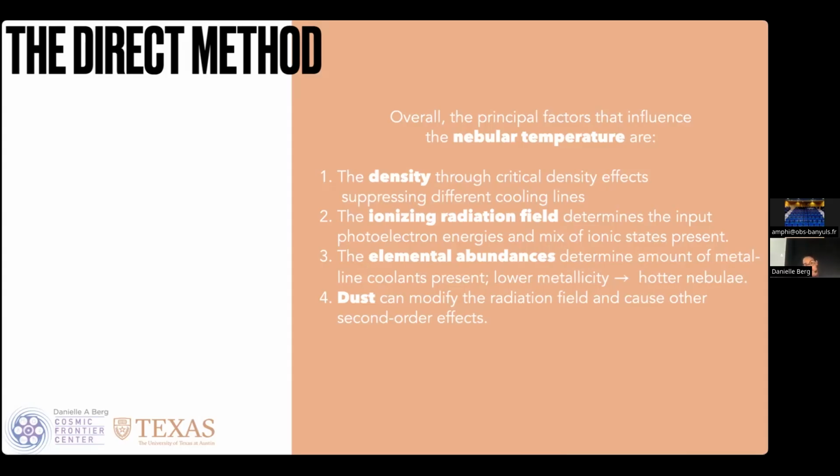Our ionizing radiation field is obviously going to really affect what we see overall because it sets up these different ionization zones. And then, this excess energy is also going to help determine the thermal energy of our gas. The elemental abundances are going to determine the amount of metals that even cool our gas. So if we have fewer metals to emit, then we're going to have a hotter nebula because it can't get rid of its heat. So we get this inverse metallicity versus temperature relationship. And then dust is also going to end up being important because it modifies the radiation field and causes other second order effects that we'll talk about later, just like locking up some of those metals that we care about in dust so we don't see them.